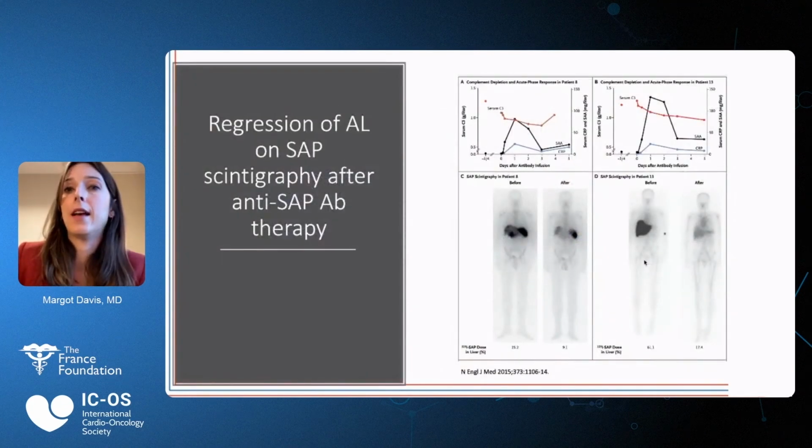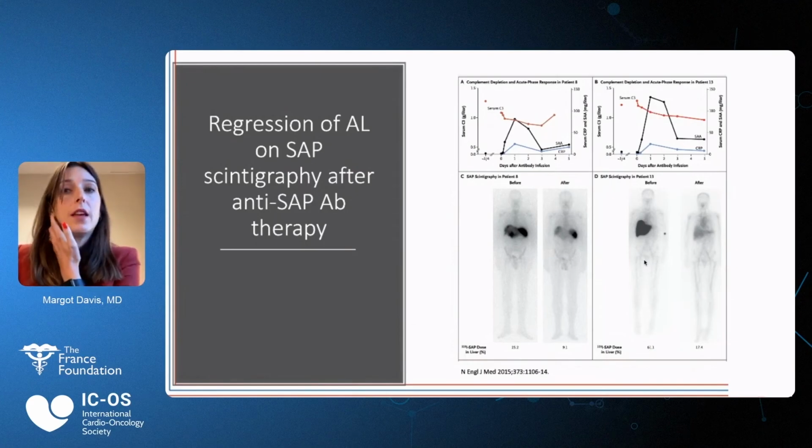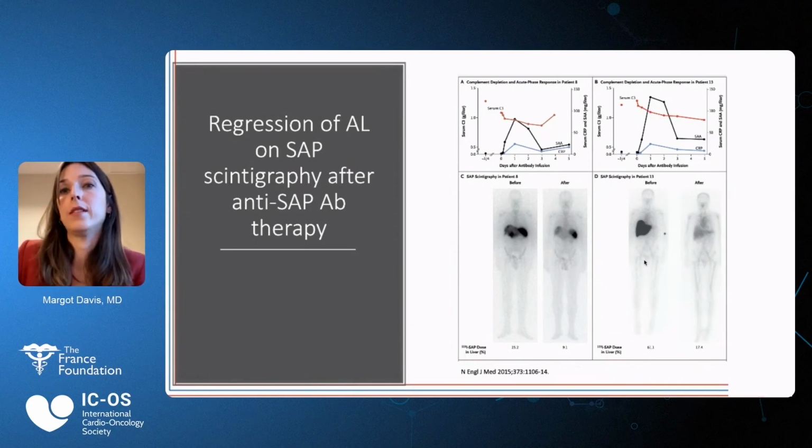And then, of course, there is SAP, which I think you've seen this exact slide already today, showing the regression of AL in visceral organs after anti-SAP antibody therapy. This particular therapy has not gone further, but I think this is really going to be exciting as we go forward and develop novel therapies for AL, being able to monitor the regression of amyloid deposits, which I think, of course, is really our holy grail in amyloid therapy.